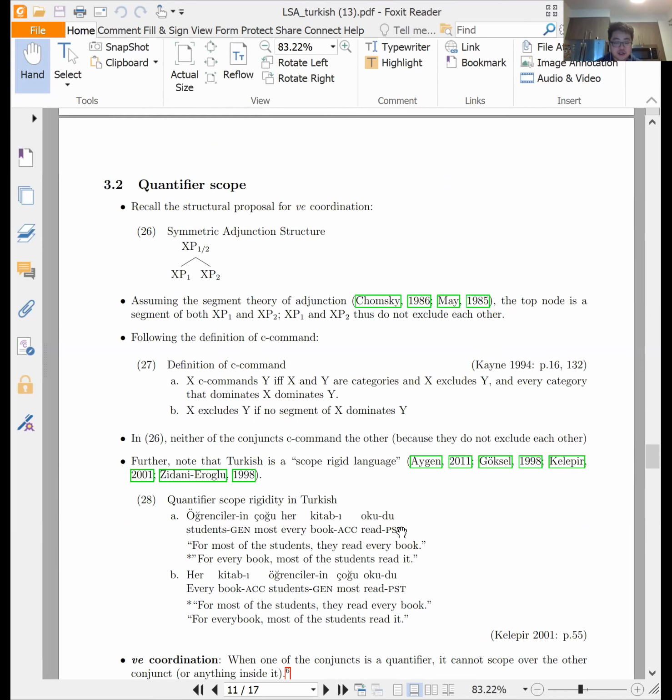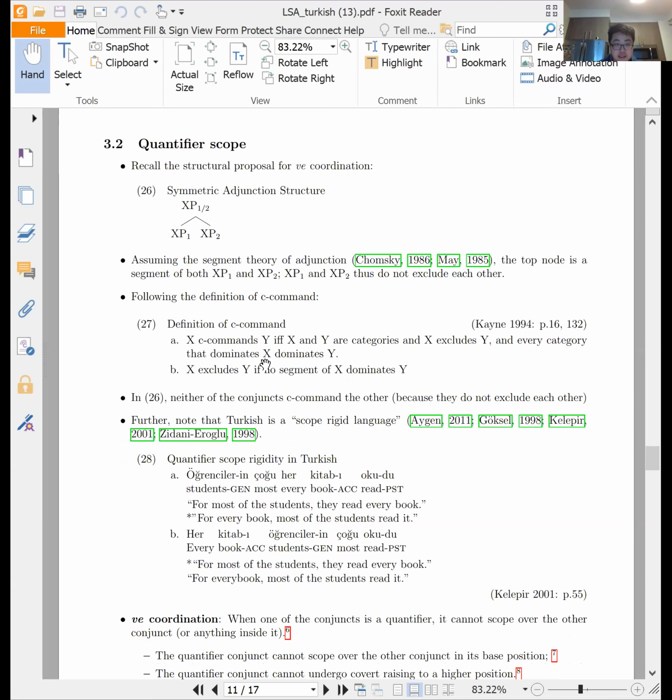Moving on to section 3.2, page 11. This section shows how quantifier scope patterns in Vape coordination support a mutual adjunction analysis. Recall the structure from the previous section about symmetric adjunction structure, shown here again as 26.